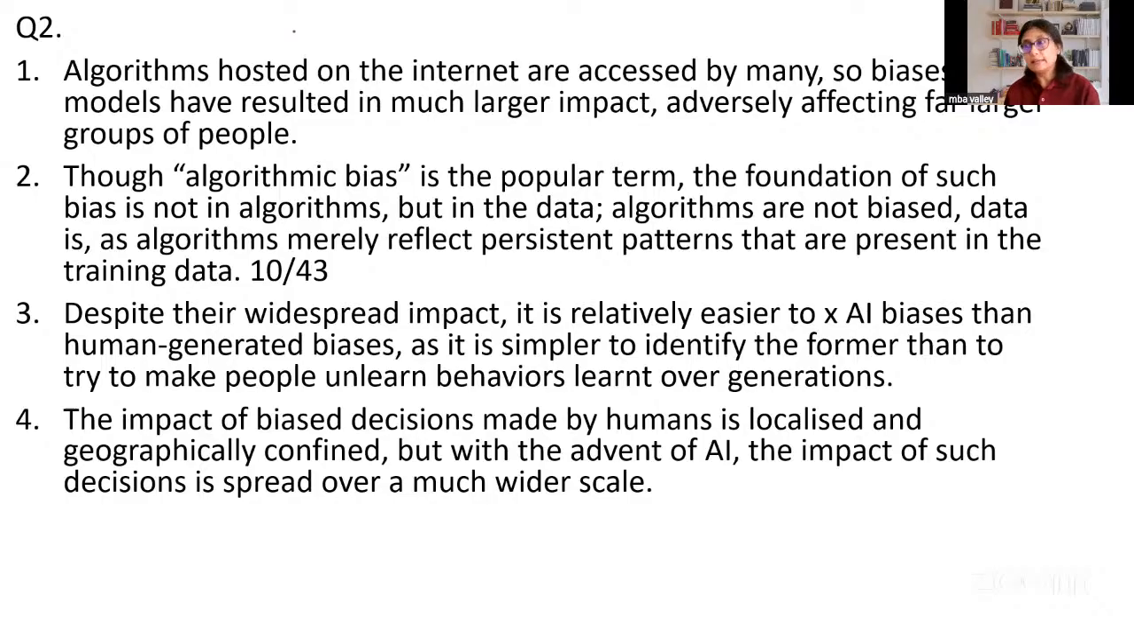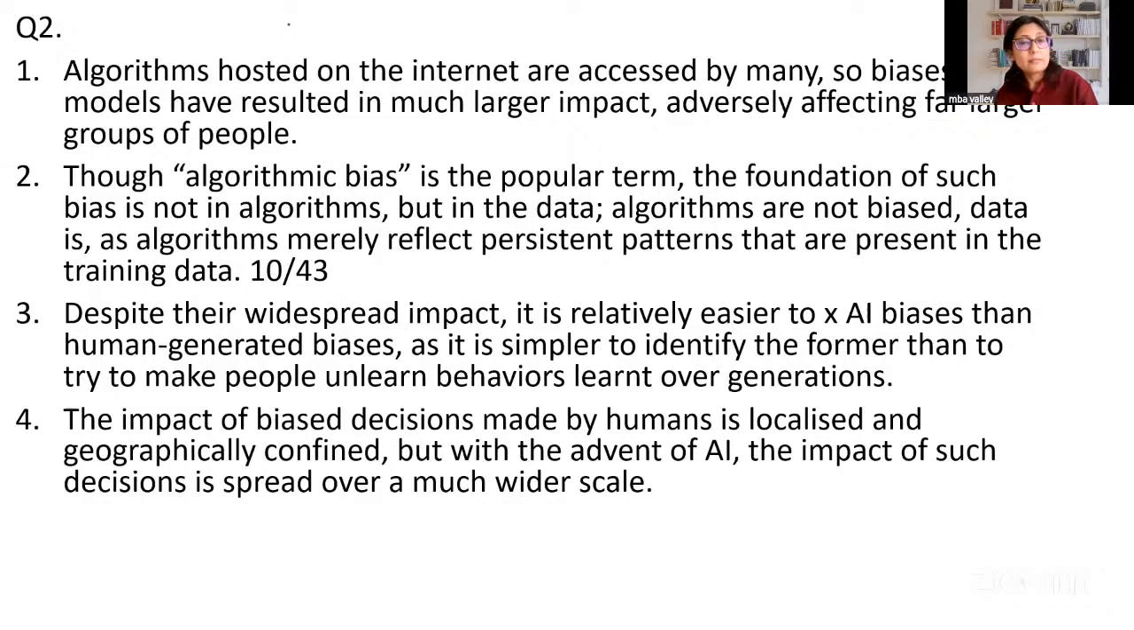Find again. स्टेप 1 क्या करना है हमें? We have to find an introduction. We have to find something which is broad in context, which is talking about something in general. We have to figure out a starting point, right? Now, let's read the sentences. Algorithms hosted on the internet are accessed by many, so biases in AI models have resulted in much larger impact, adversely affecting far larger group of people. Now, this doesn't sound like an opening sentence, right?